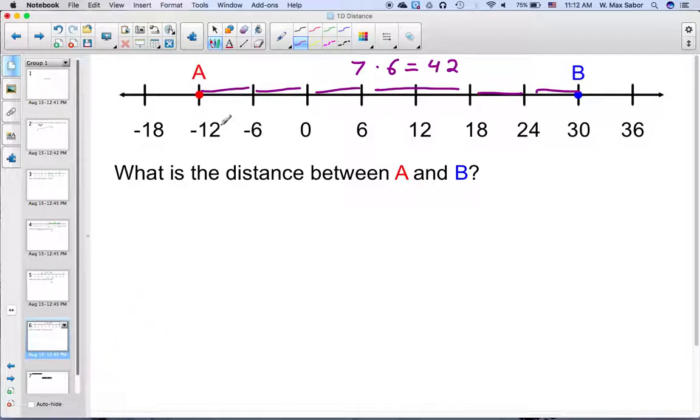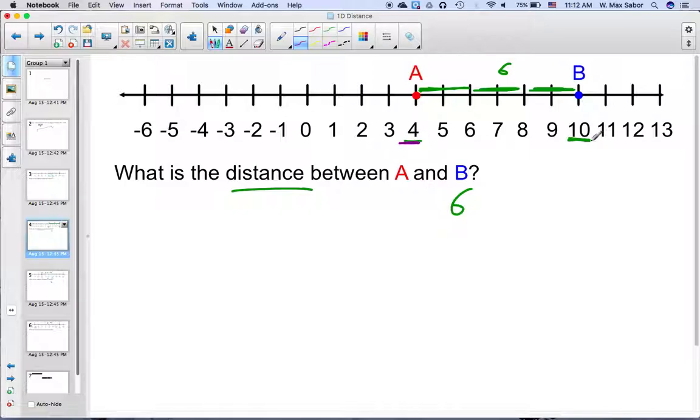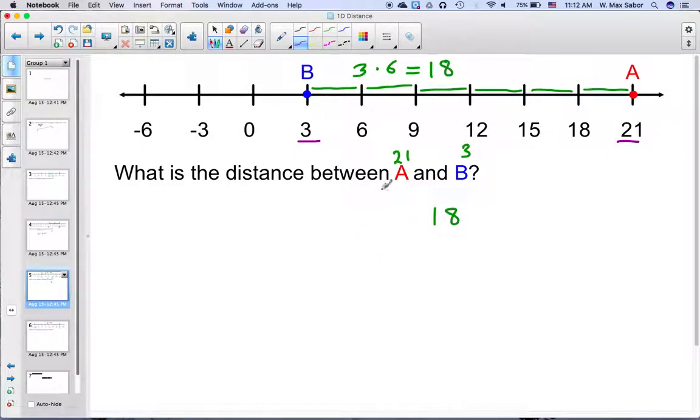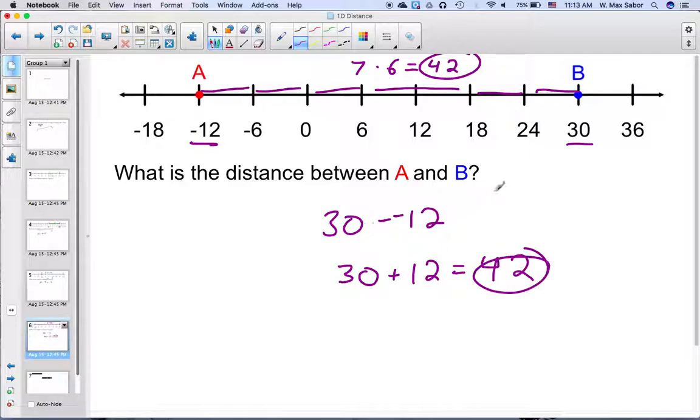But you probably have noticed between negative 12 and 30, or between 3 and 21, or between 4 and 10, that there's an easier way of looking at it. If we take the number on the right minus the number on the left, 10 minus 4 is 6. And then 21 minus 3 gives us 18. And 30 minus negative 12, notice that it's negative 12 and it's minus. 30 minus negative 12 is the same thing as 30 plus 12, which is 42. So we're getting this distance also by subtracting them.